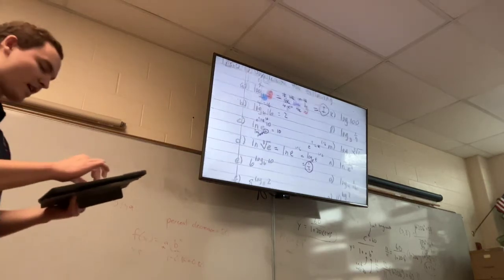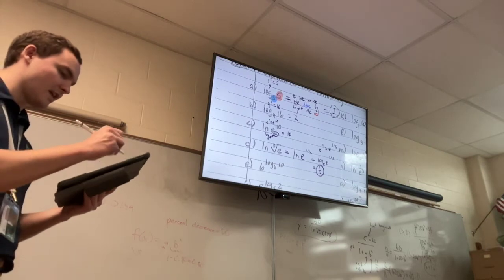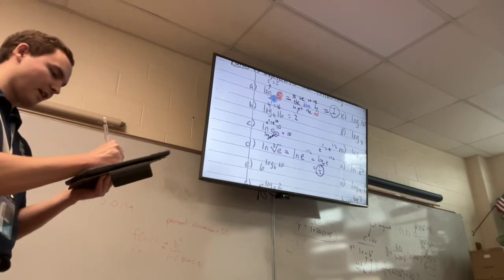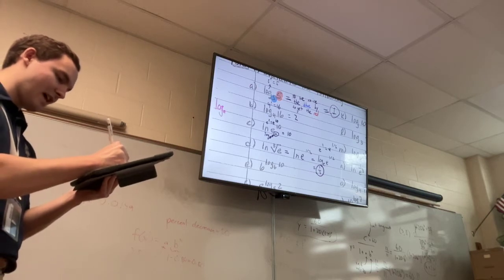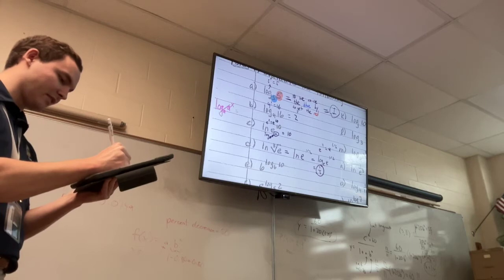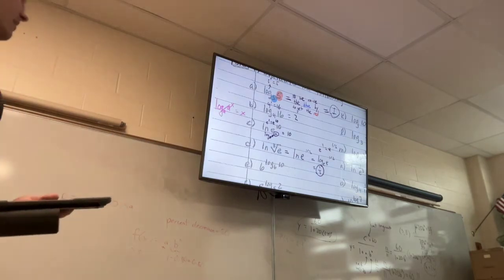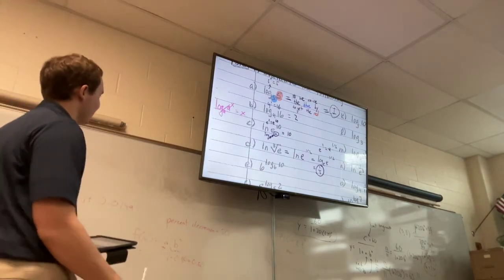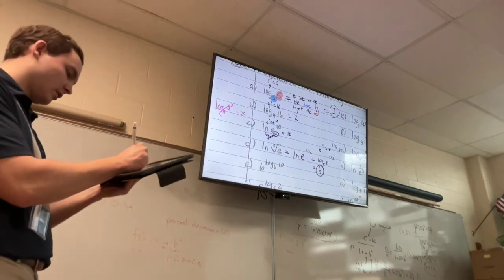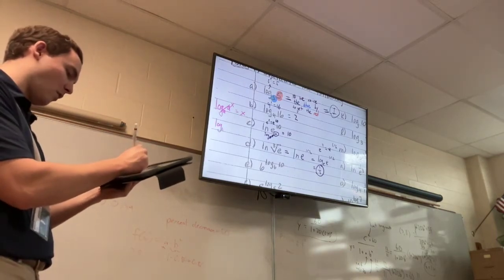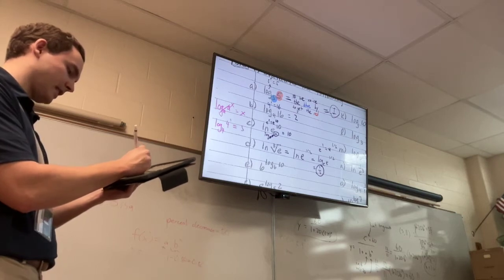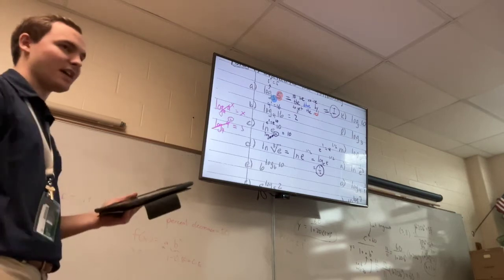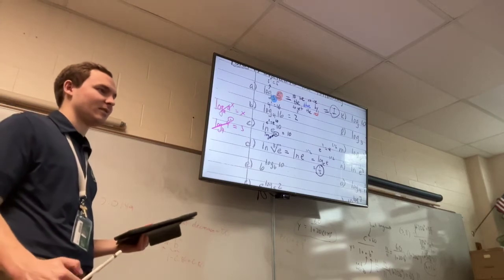Okay, so the big takeaway is, when you have log base a of a raised to the x, these cancel out, and you're just left with whatever's in that exponent, x. So like log base 4 of 4 cubed would be equal to 3, because these cancel out, and you're just left with that exponent there. Does that make any sense?